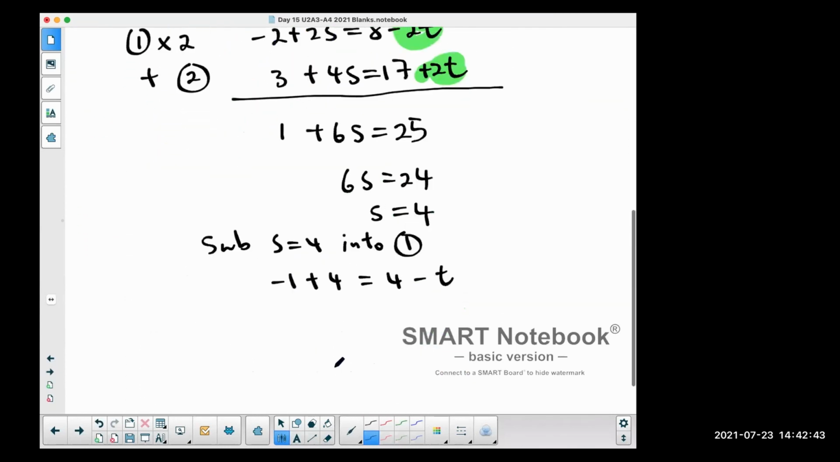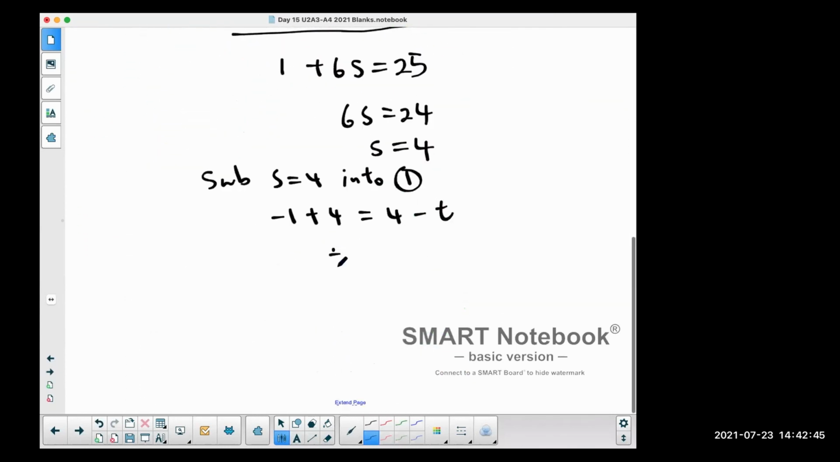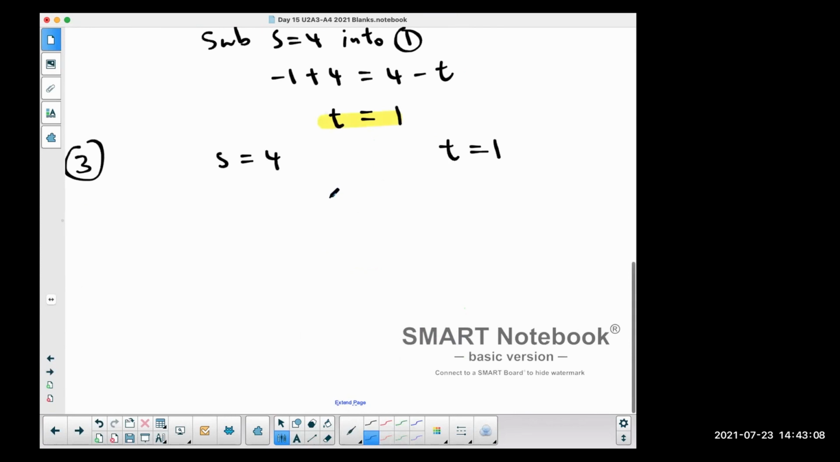So I solve for T. I'm going to bring the T to the left and bring those to the right. That's 3, so 4 minus 3 is 1. So I got S equals 4 and T equals 1. Now, the third step: I'm going to sub those two values back into each of the two equations to see if they are at the same point or not.